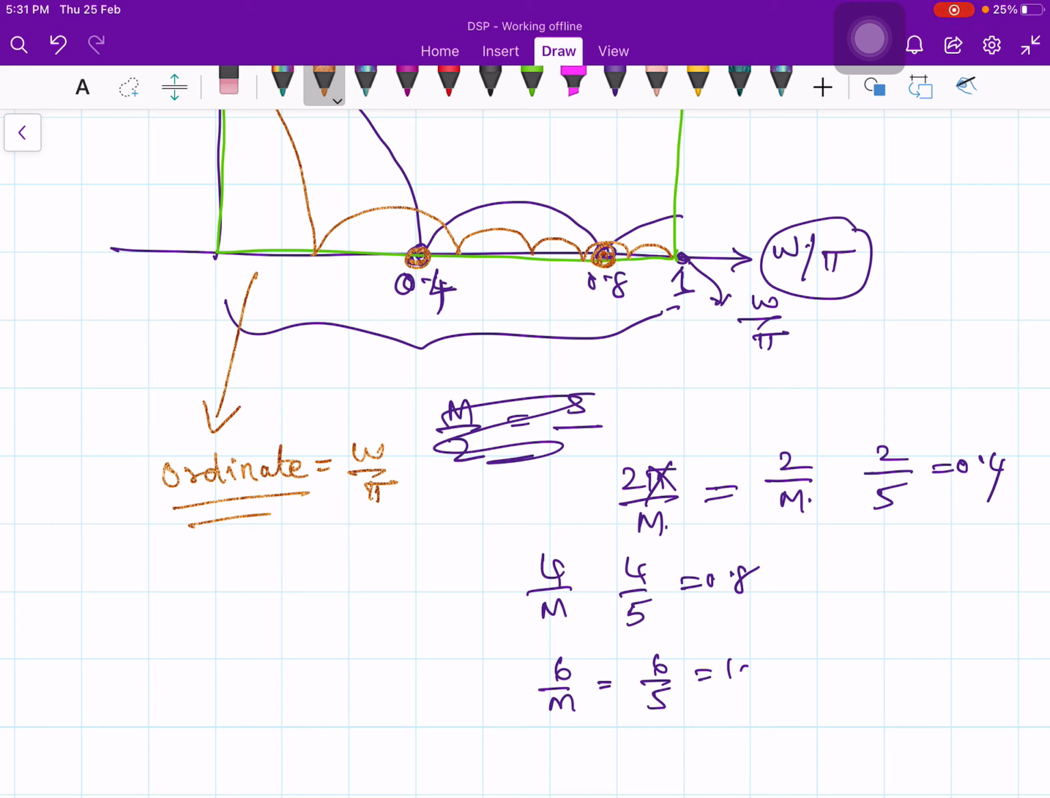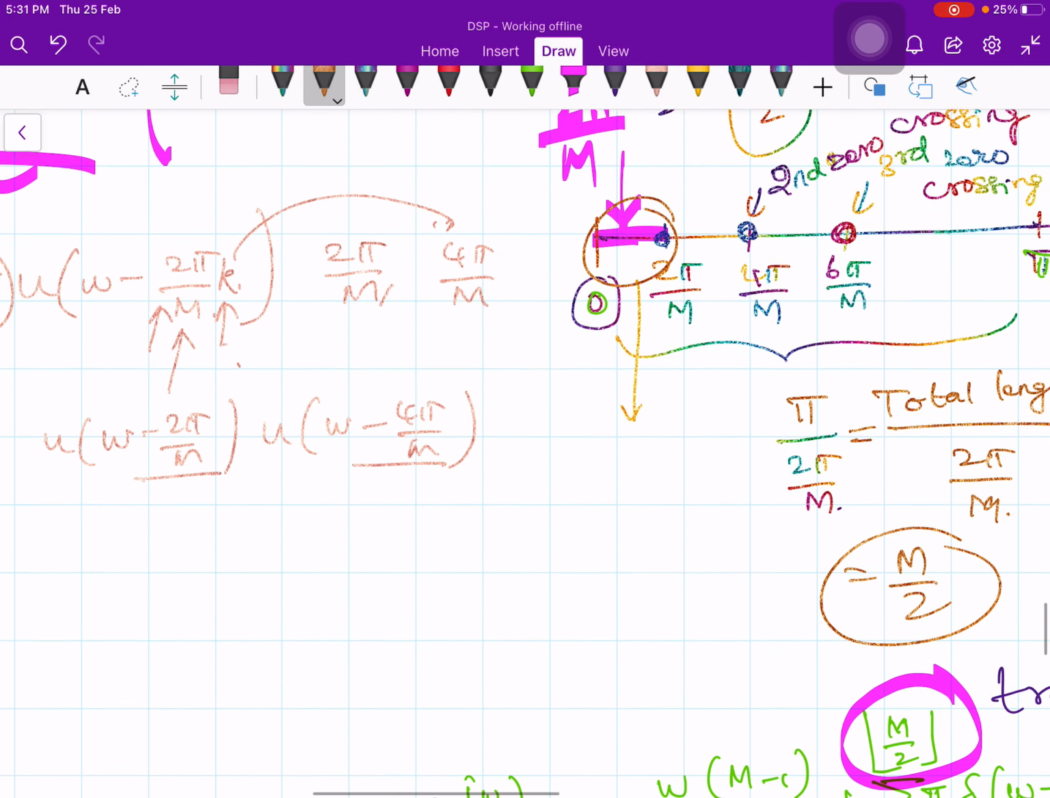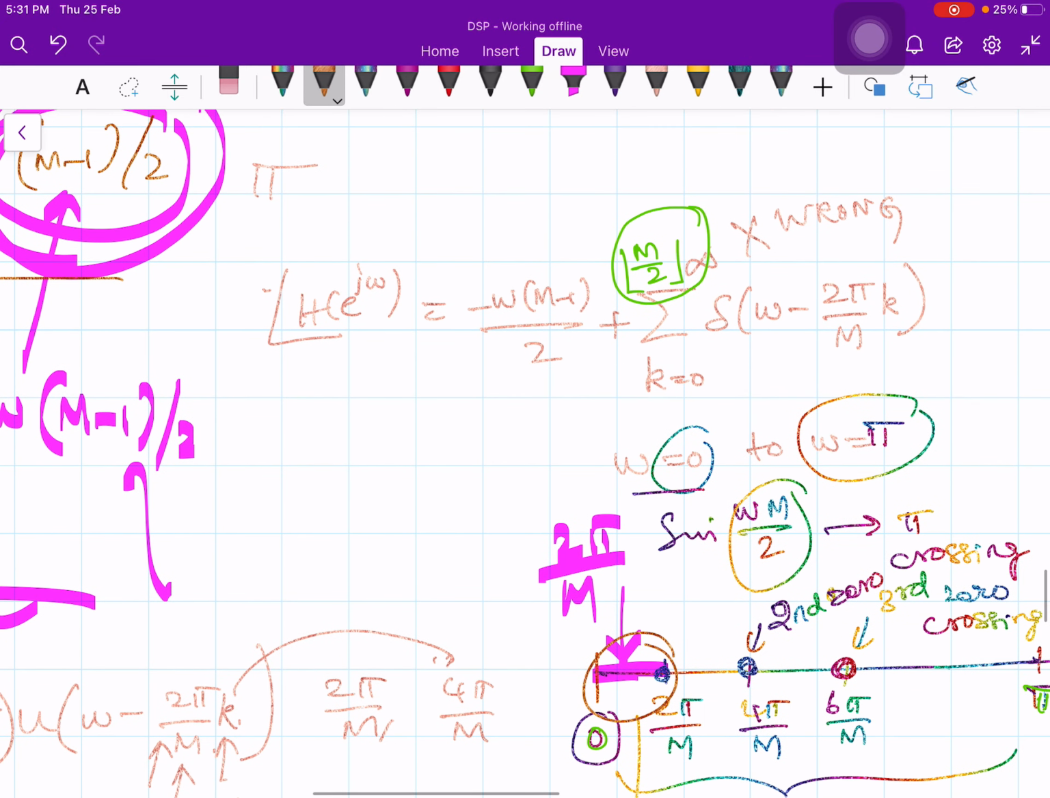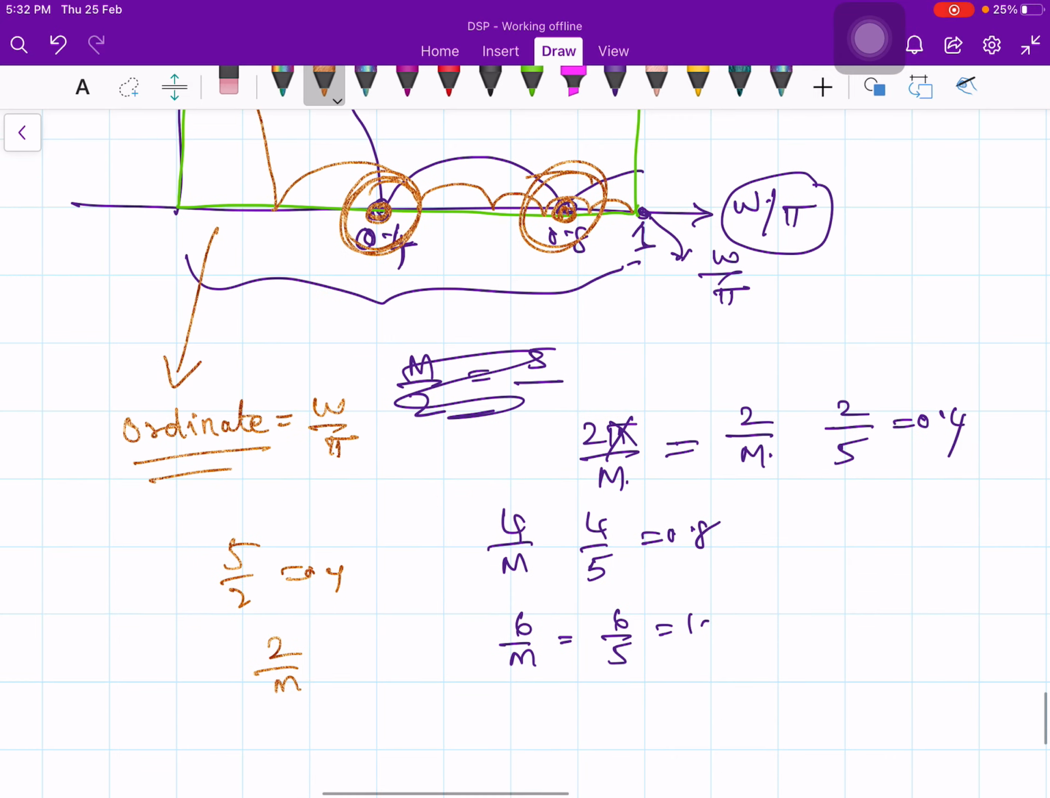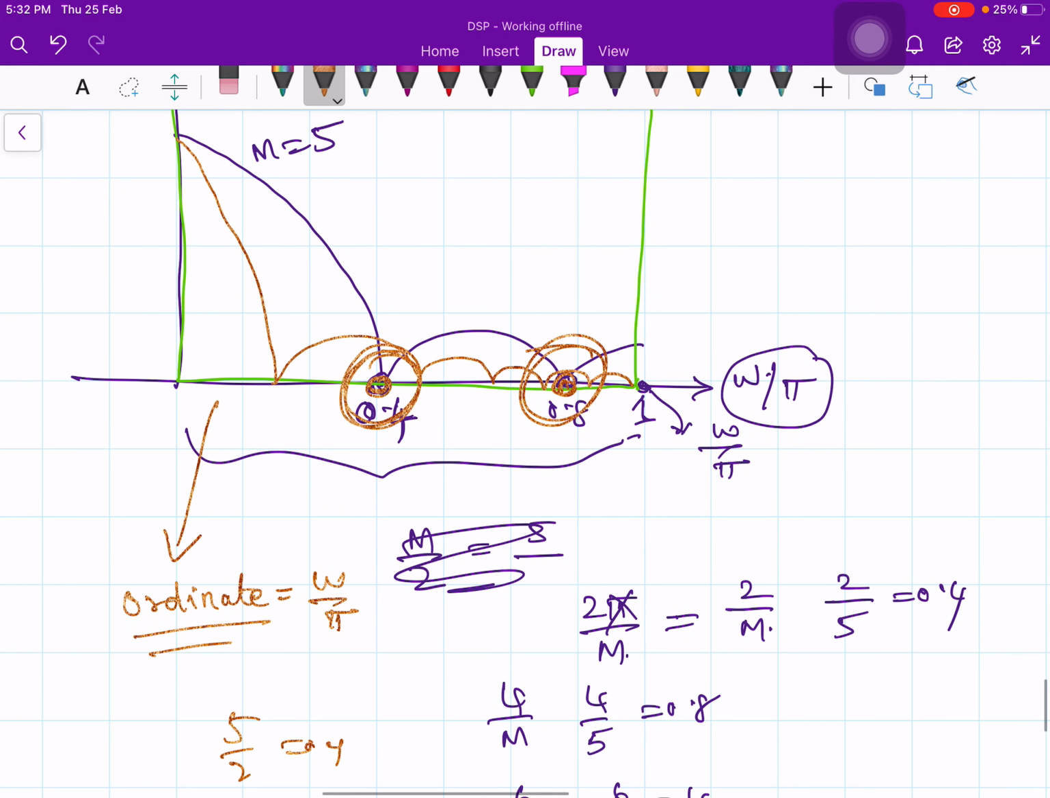So there are only 2 transitions for m is equal to 5, because 5 by 2 is equal to, sorry, 2.5, and the integer closest to 2.5 is 2, right? Look at the upper bound. What is the upper bound? M by 2. In this, m is 5 and 2.5, the floor function of 2.5 is 2. Therefore only 2 zero crossings. That is why we have 2 zero crossings here. And the next one is pi at 1. There are no more transitions, and therefore it stops.